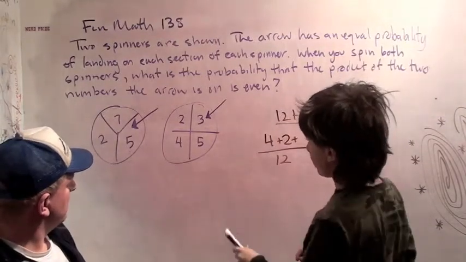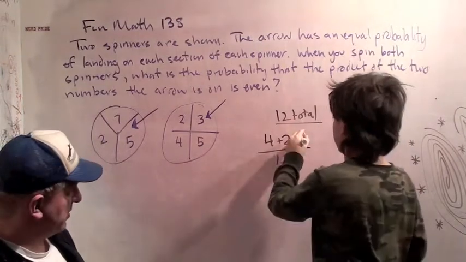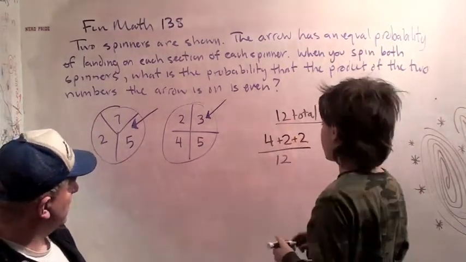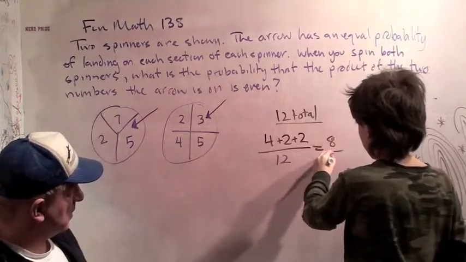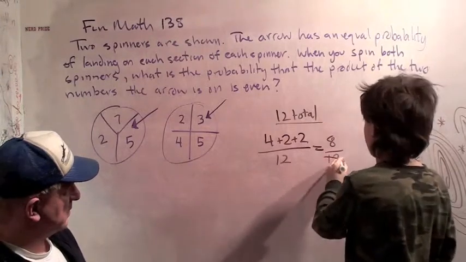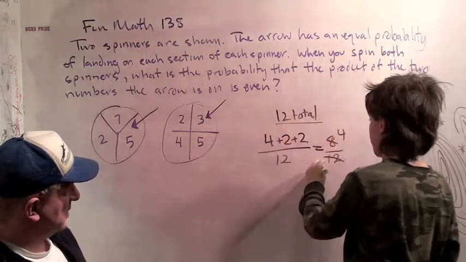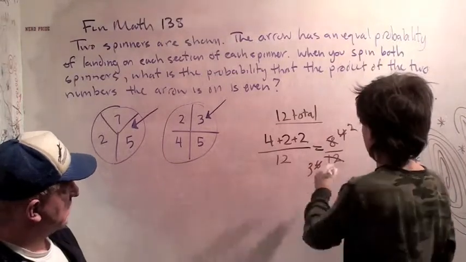And then for the 7, it's also 2. For the 7, it's also 2 cases. So what are we at now? This is 8 out of 12. Okay. Or it's 4 to 6, or 2 out of 3.